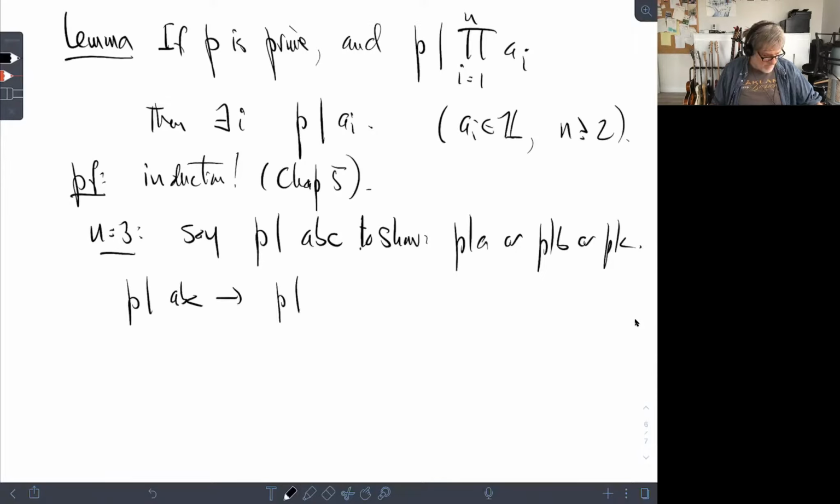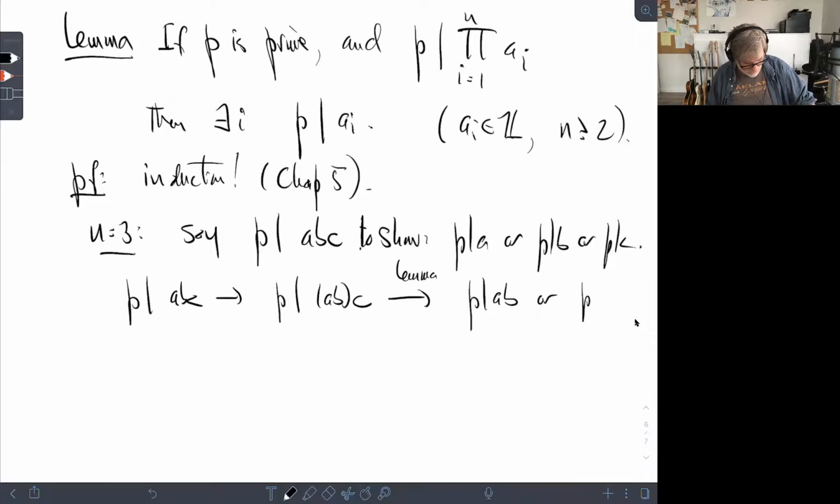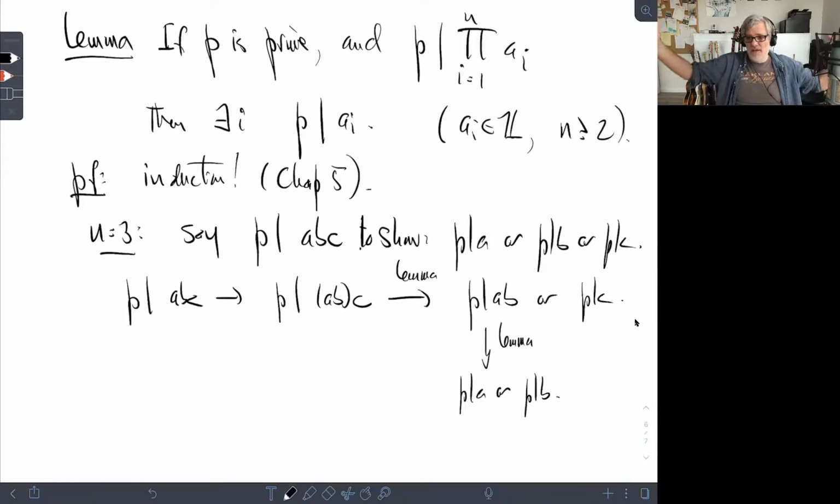That means that P divides AB times C. So by the lemma, it must divide AB or C. Right? And then you use the lemma a second time. P divides A or P divides B. So one of these 3 cases must occur. And you see for 4 how it works, and 5 and 6. So you see the pattern. Induction is the formal way to say it's going to work for any n.